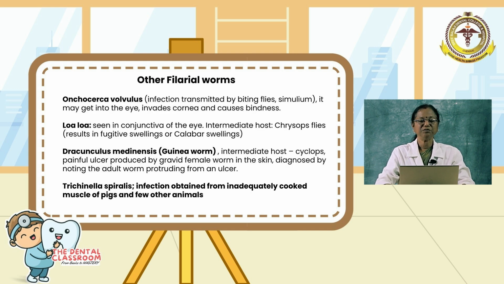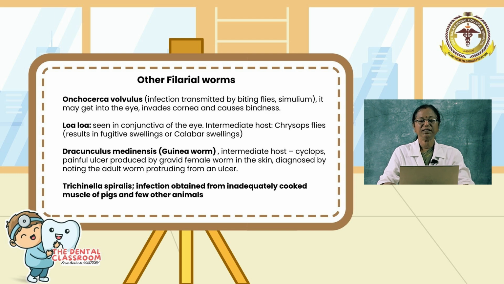The other filarial worms are Onchocerca volvulus, which is transmitted by biting flies referred to as Simulium. This parasite is one of the reasons for onchocerciasis. It mainly involves infection in the eye. It can invade the cornea and sometimes causes blindness. So this could be another important MCQ: the filarial worm that can lead to blindness is Onchocerca volvulus.